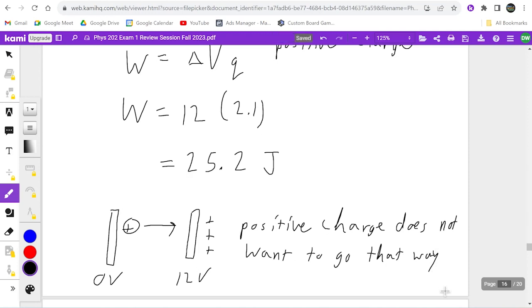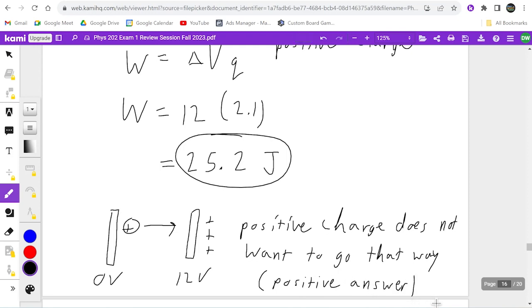And so for that reason, the answer is positive. So positive 25.2 joules. Positive answer. If we were going the other way, it would be a negative answer. Or if we were dealing with an electron, it would be a negative answer. Any questions?